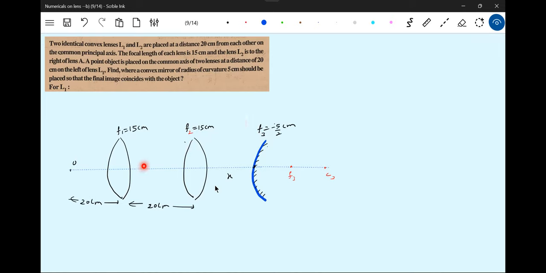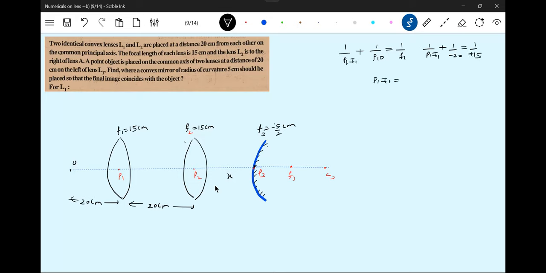Okay, I think first we'll start from here, where the image will be I1, applying the formula. This is P1, this is P2, P3. 1 by P1 I1 minus 1 by P1 O equal to 1 by F1, which is 1 by 20 plus 1 by 15, so P1 I1 equals 20 into 15 by 35, which is 20 into 3 by 7, that is 60 by 7 centimeter. Okay, somewhere here this is I1.